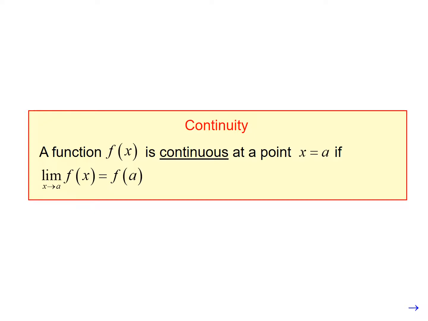So here's reiterating that definition of continuity. Continuous at a point x equals a if the limit as x goes to a of f of x equals f of a, if the limit equals the true value.